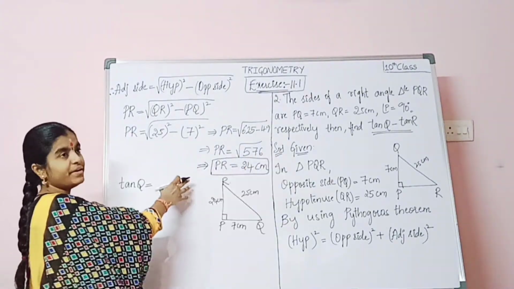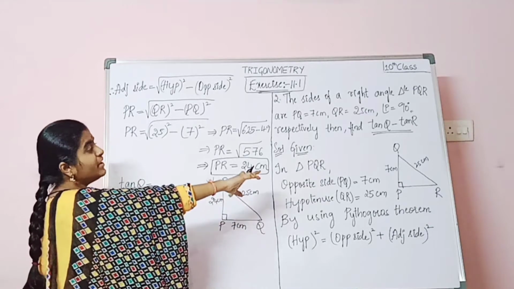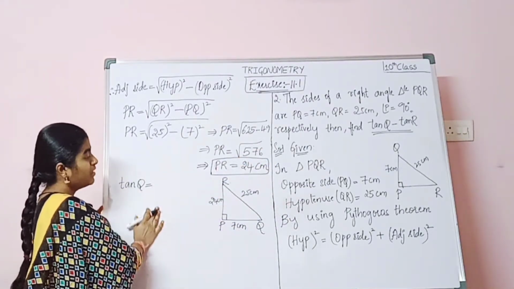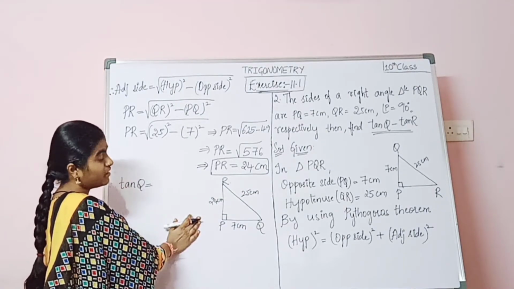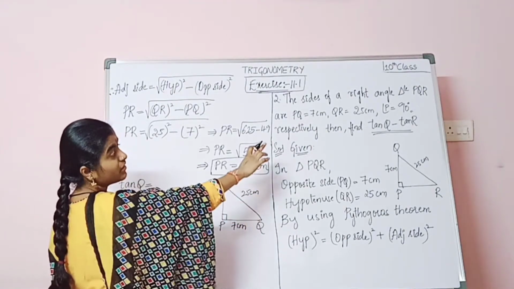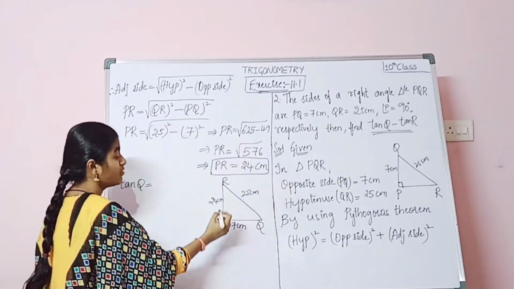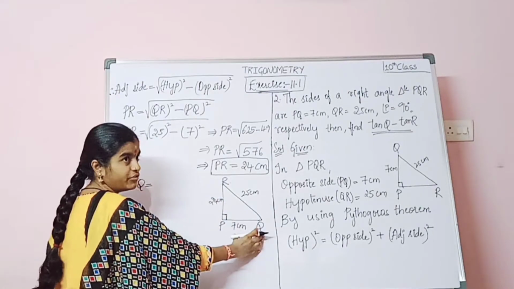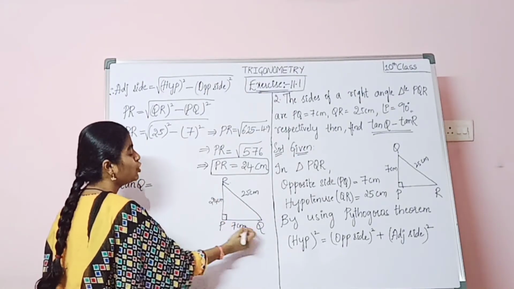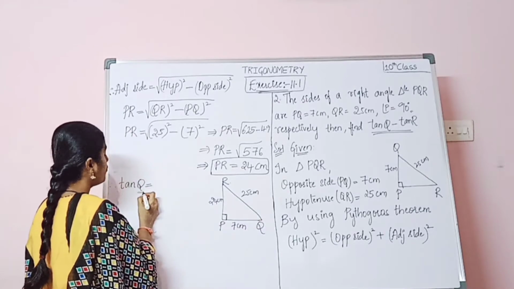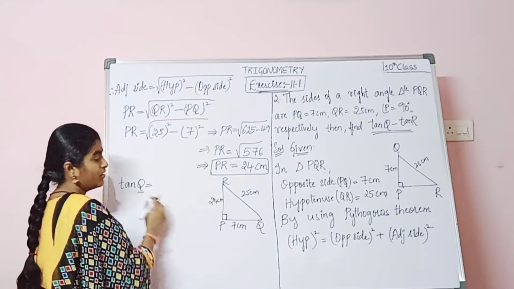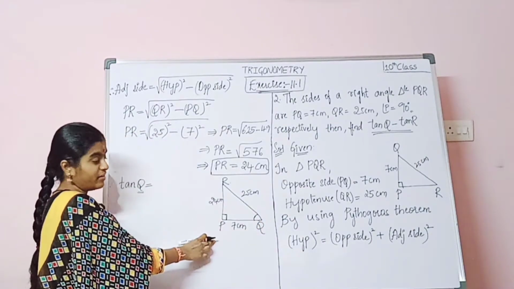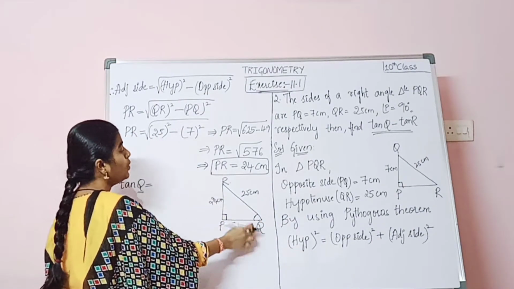So after finding the adjacent value, what we have to find? What is given in the question? Tan Q minus tan R. Now let us first find tan Q. For finding tan Q, we have to consider a right angle triangle with angle P equal to 90 degrees. Here in the place of theta, Q is given. Let us consider the right angle triangle PQR.